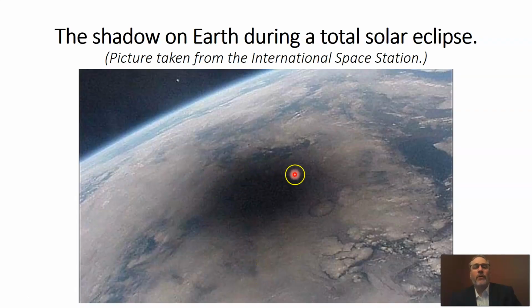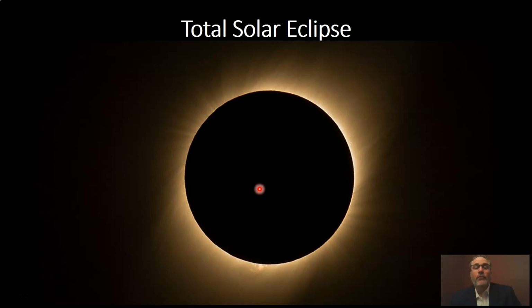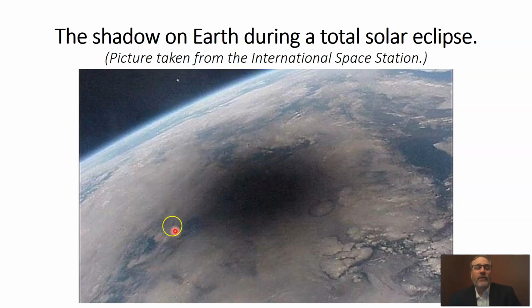I love this photo. This was taken from the International Space Station. It shows us the actual shadow of the moon on Earth during a total solar eclipse. That means if you live inside this shadow, you would look up and be able to see a total solar eclipse. If you live in here, you might see a partial solar eclipse. If you live over here, well away from these shadows, you might not know that there's an eclipse going on at all.